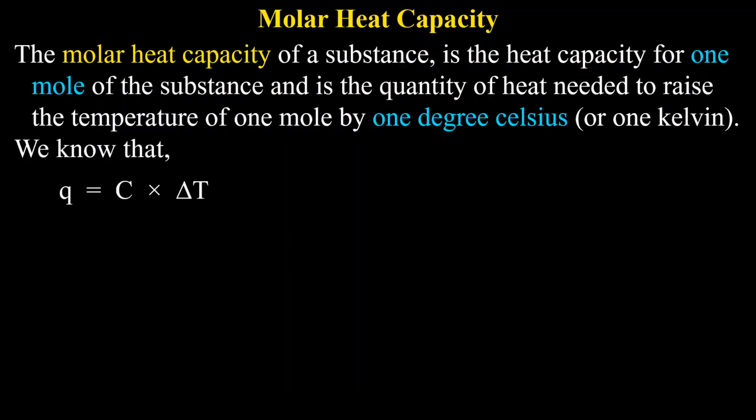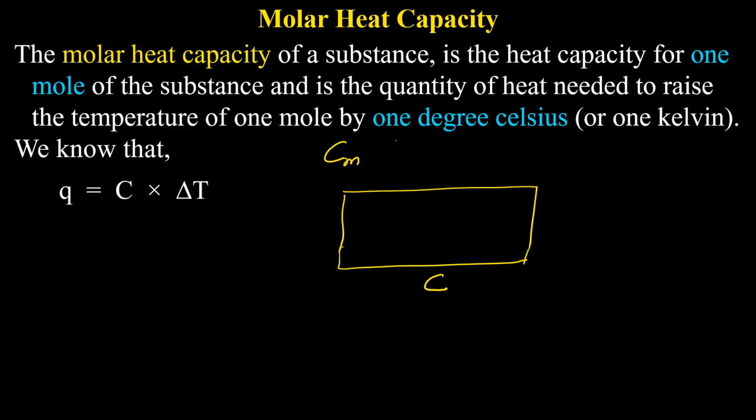So we know that from previous heat capacity, Q is equal to capital C into delta T. Molar heat capacity is represented as C subscript M, just to indicate it is molar heat capacity. Now try to understand the simple mathematics here. Suppose you have some amount of material, and the total heat capacity is C.